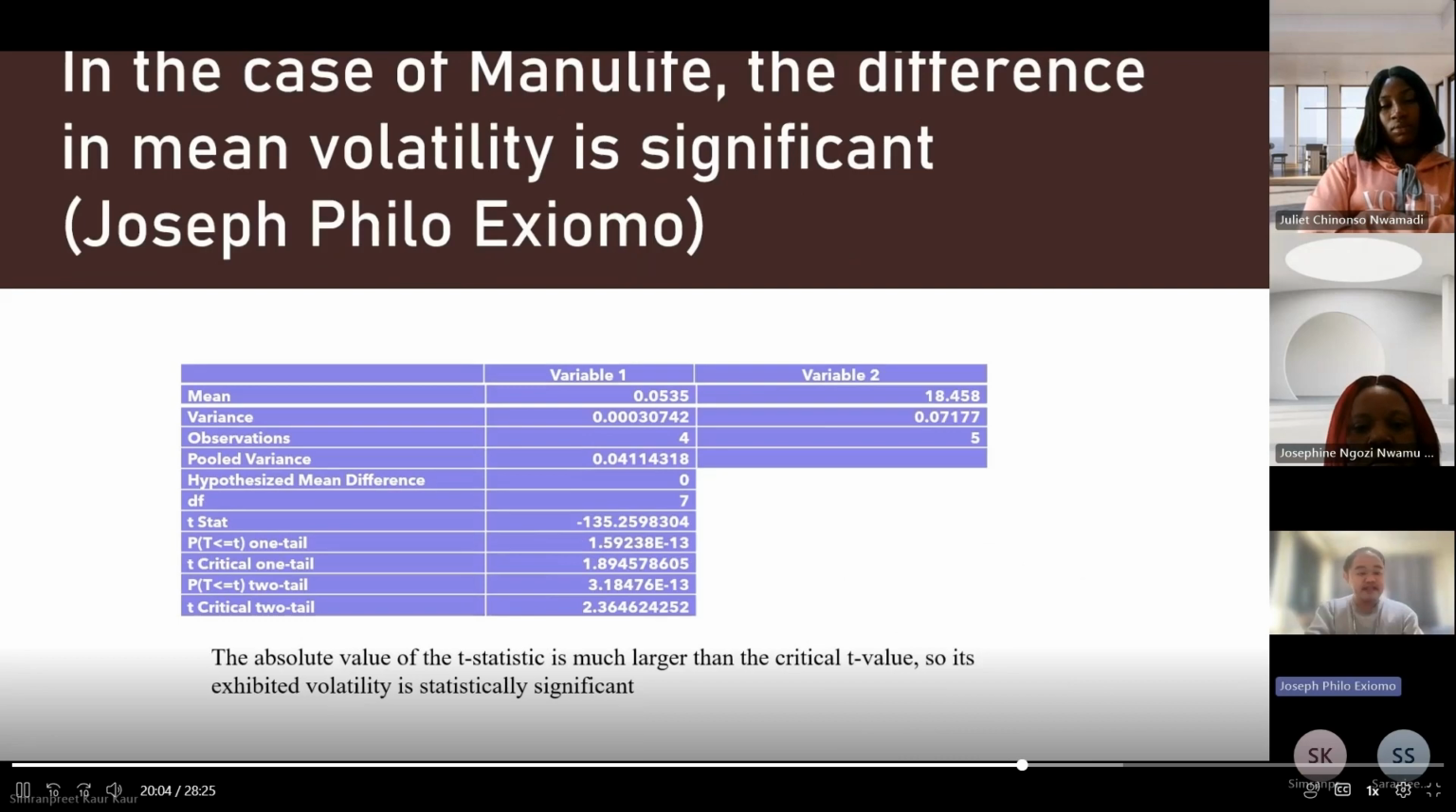Next slide, please. So in the case of Manulife, the difference in mean volatility is significant. Again, it is different when you include Manulife in the picture because the absolute value will be different and the t statistic this time is much larger than the critical t value. So in this case, the exhibited volatility is statistically significant.